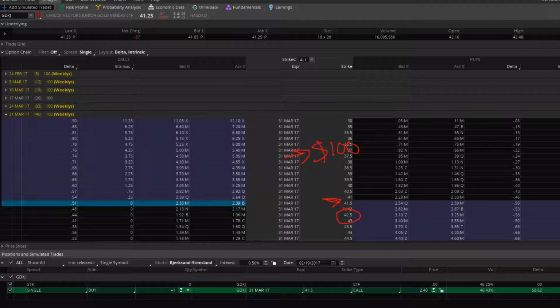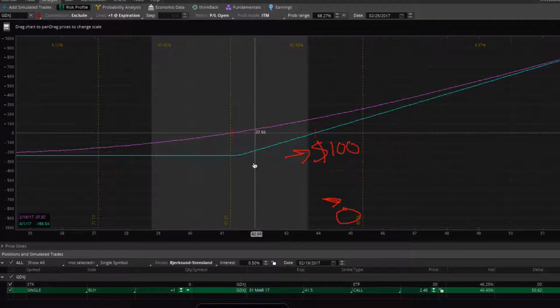When I look at my risk profile, when the stock gets to 42.50, if you look here, the purple line is before expiration. So at the time that it's at 42.50, I'm actually making money. I'm making about $75. But by expiration, I'm losing money. I'm losing about $125. So even though the stock goes up, I still lose money. Now, if I close my position out here at the time, then I'm fine. I make a little bit of money. But if I wait till expiration, I lose money.